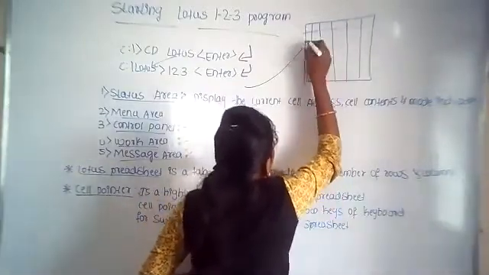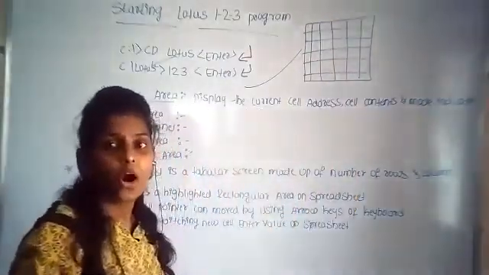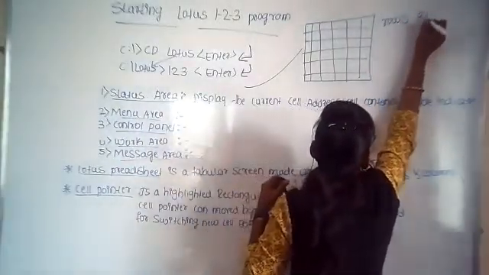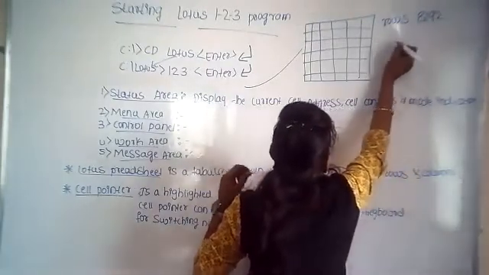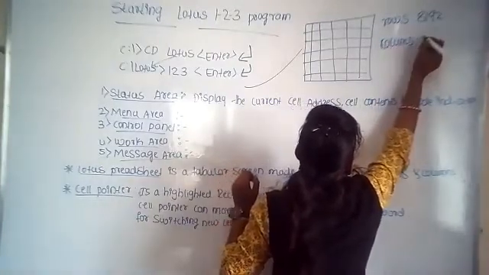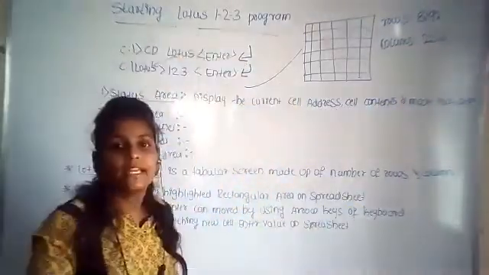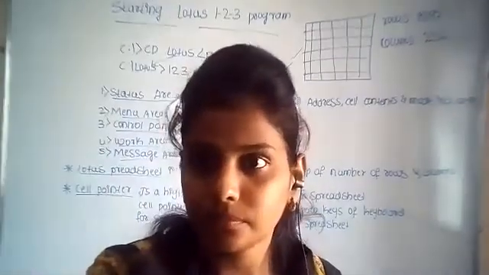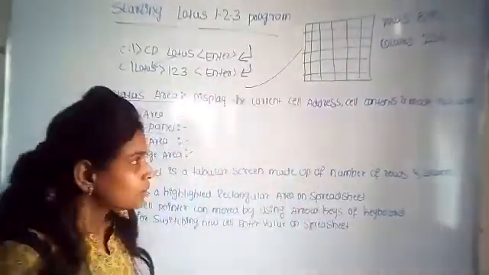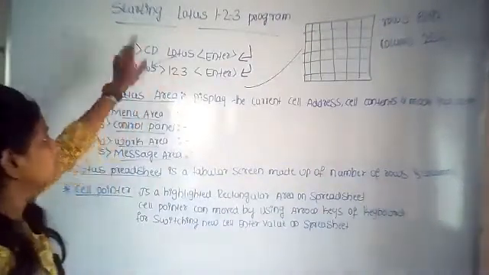The electronic spreadsheet, as you already know, has how many rows and how many columns? The Lotus electronic spreadsheet contains 8,192 rows and 256 columns in your Lotus 1-2-3 software. In the C drive, assume that you installed the software, that is Lotus 1-2-3.